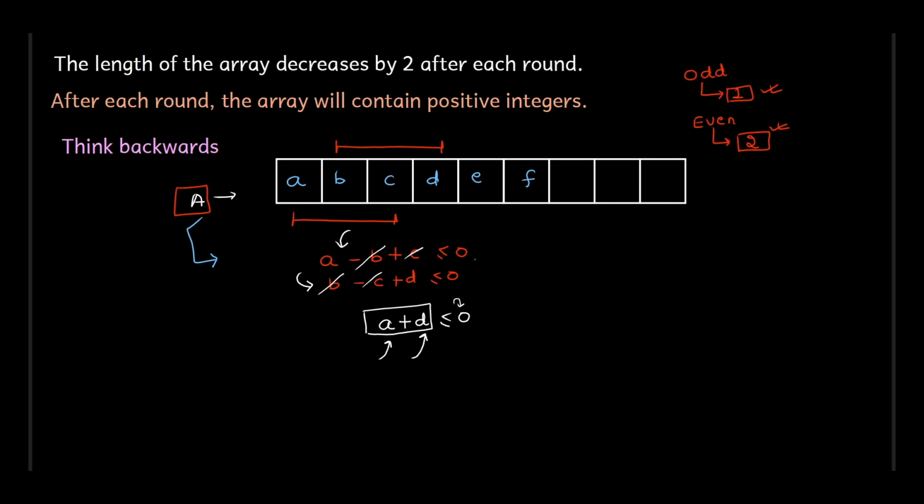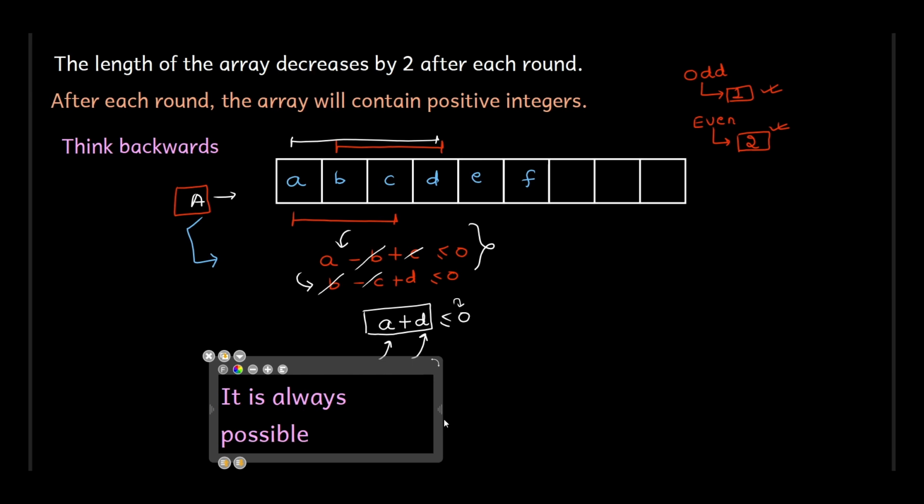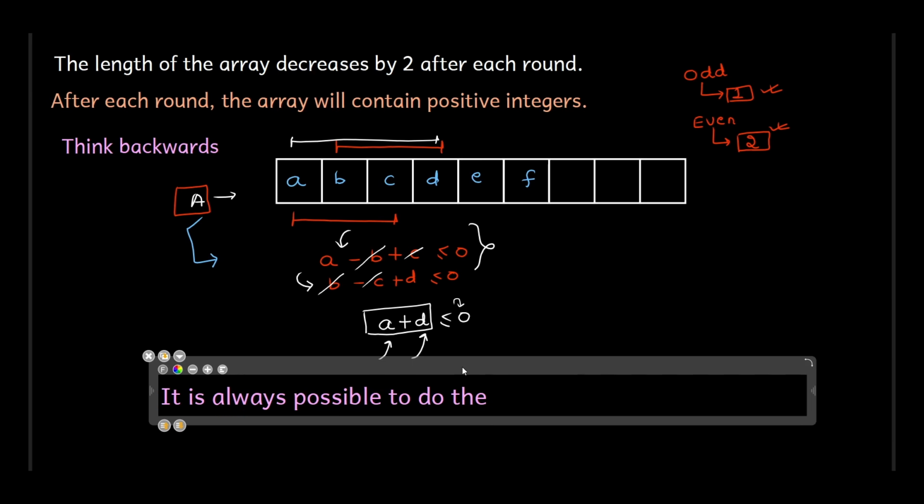So this means that as long as you have 4 elements a, b, c and d, this argument will always hold. So now you can claim that this is another observation that you can make. It is always possible to do the operation if length is greater than or equal to 4.